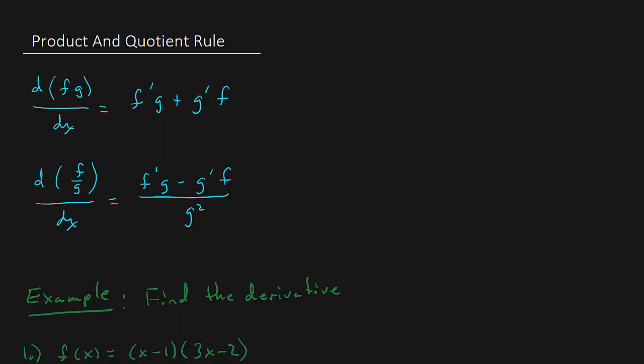So we've got product and quotient rules. If we have two functions multiplied together, then the product rule is the derivative of the first function times the second function plus the derivative of the second function times the first function. This is your product rule. And then the quotient rule, if you have two functions divided, is the derivative of the numerator times the denominator minus the derivative of the denominator times the numerator, and all that's over the denominator squared. This is your quotient rule.